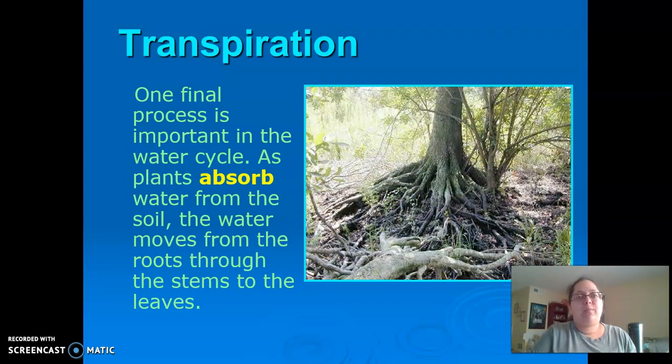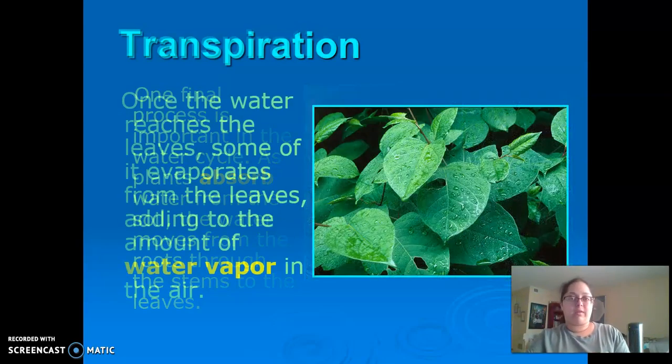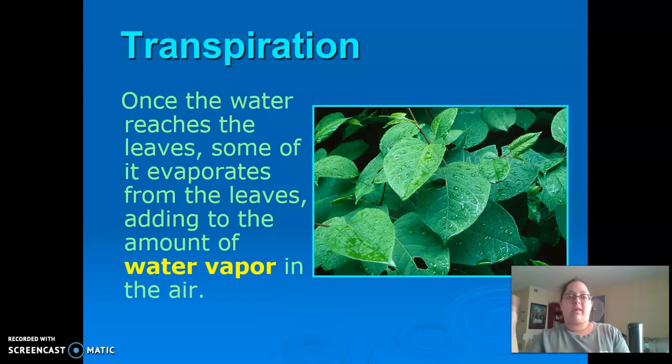Okay, one final process that's really important to the cycle is transpiration. So as plants absorb the water from the soil, the water moves from the roots to the stems to the leaves, okay? And then water can evaporate out through the leaves. Because of sunlight, plants are using the water to make sugar and all that kind of stuff, and they produce water vapor.